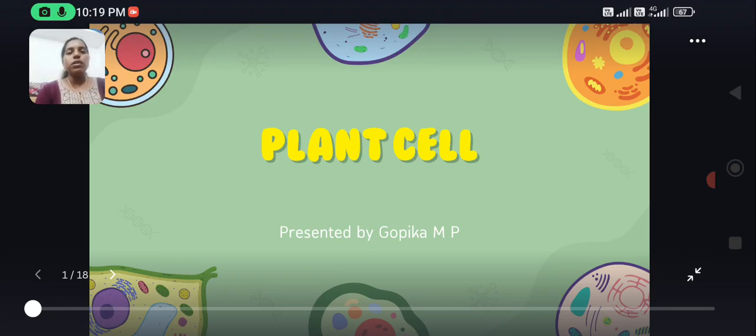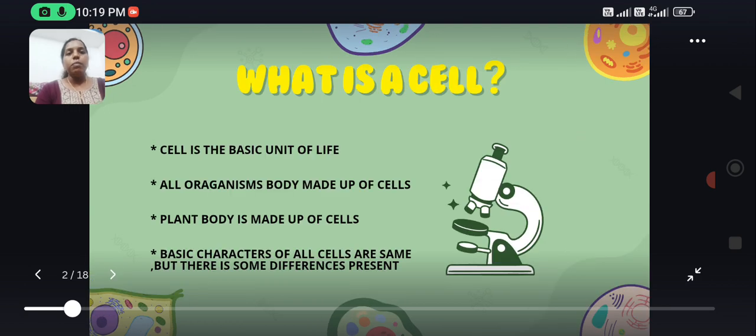Today I am going to discuss a small topic in biology, that is plant cell. Before entering the topic, first we discuss what is a cell. We all know that cell is the basic unit of life. From our childhood classes, we discussed the cell, its peculiarities, and functions, and we know that cell is the basic unit of life. All organisms' bodies are made up of cells.